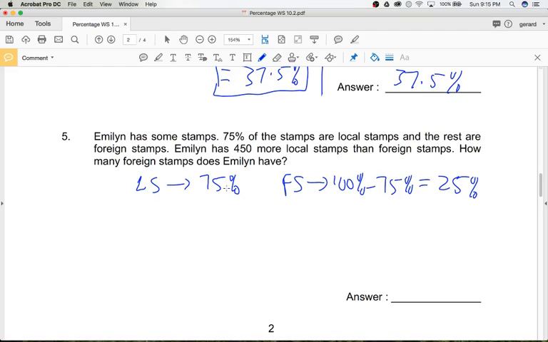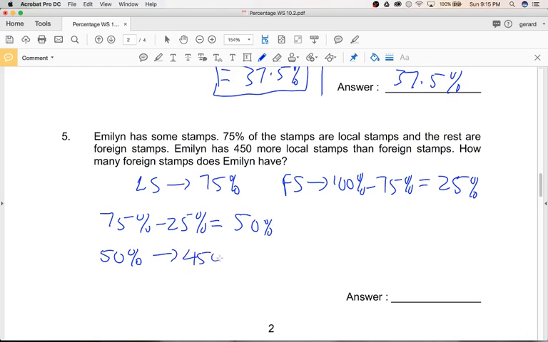So Emmeline has 450 more local stamps than foreign stamps. You look at this, it's actually a lot like the unit method. If we take the percentage as a unit, it's just 75 units and 25 units. So we take 75% minus 25%, we get 50%. Remember how we do this kind of question: we take the bigger minus the smaller, and you get the difference. So the difference, which is 50%, is actually 450 stamps.